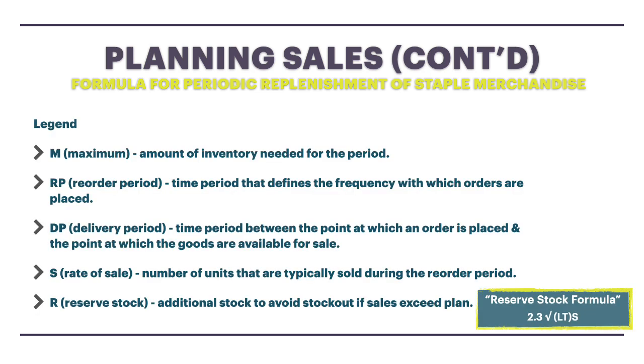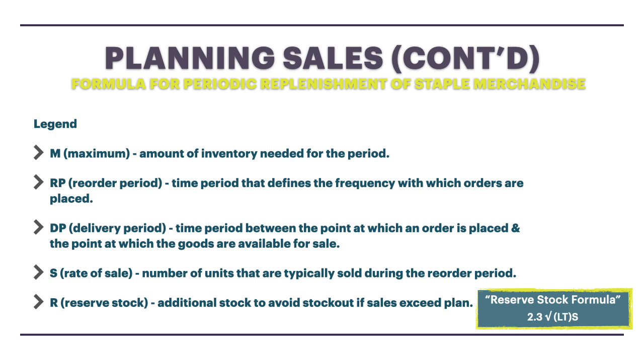So here's the legend for this particular formula. M stands for your maximum. This is the amount of inventory needed for the period. RP is your reorder period. This is a time period that defines the frequency with which orders are placed.